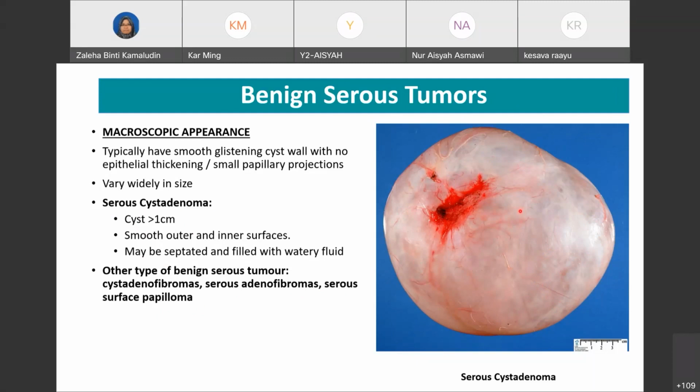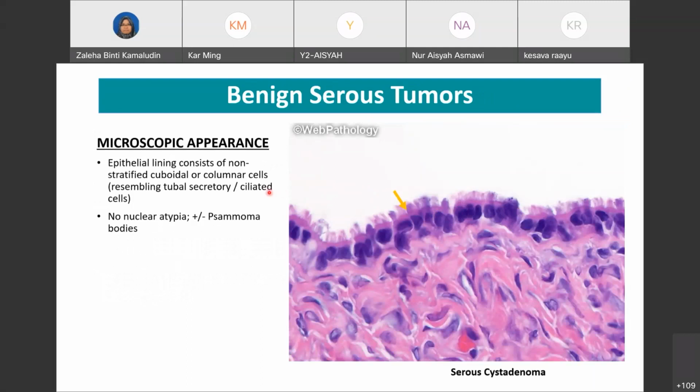This is how the cyst looks under the microscope. This is a cut section of the cystic wall of the benign serous tumor. You can see the epithelial lining of the cyst is lined by simple cuboidal epithelium with cilia. Can you appreciate the cilia at the yellow arrow? Below this surface epithelium, there is the spindle cell normal ovarian stroma.